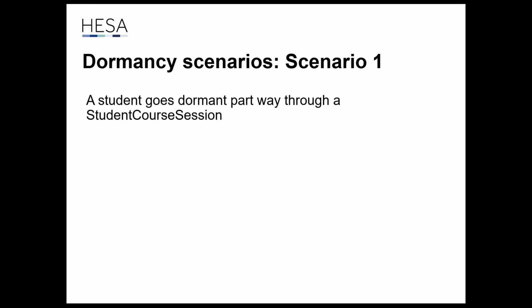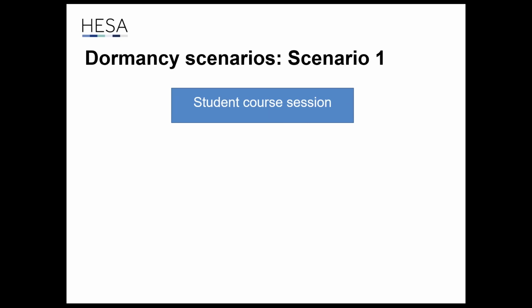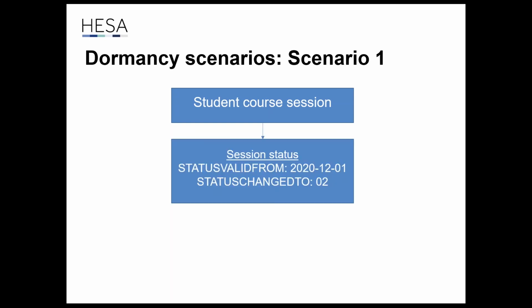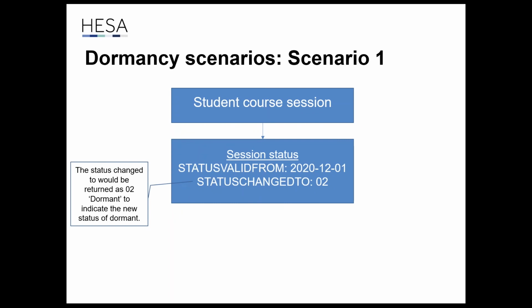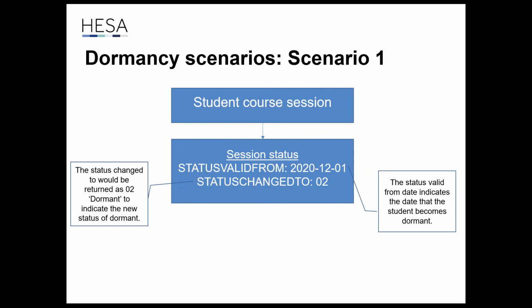The student was studying on a student course session. They would have had a student course session returned to us. At the point that they moved to a dormant status, a session status entity would be returned. The status change to field would be O2, saying that they've moved to a dormant status, and the valid from date would show the date from which they become dormant. So starting off nice and straightforward, the student becomes dormant, and the session status records that they're dormant and from when.